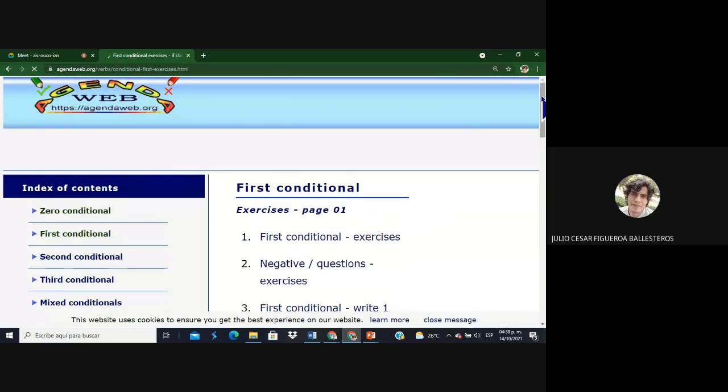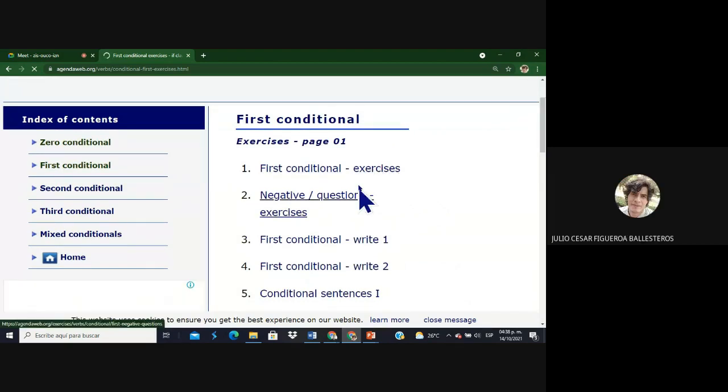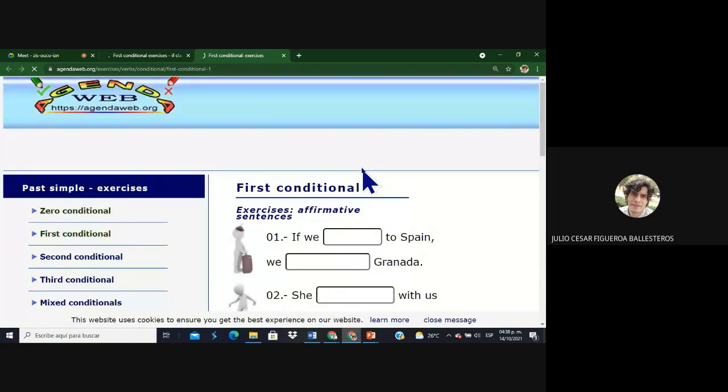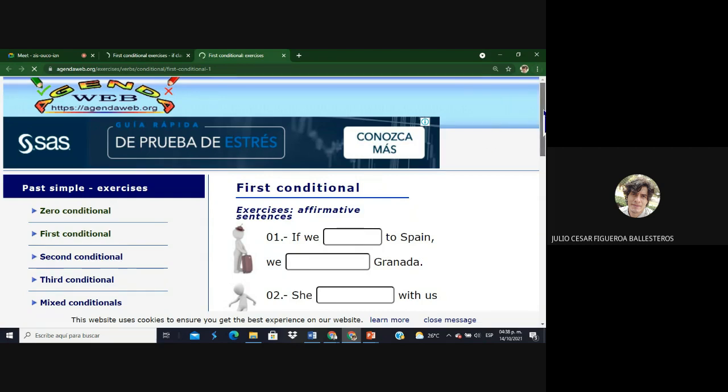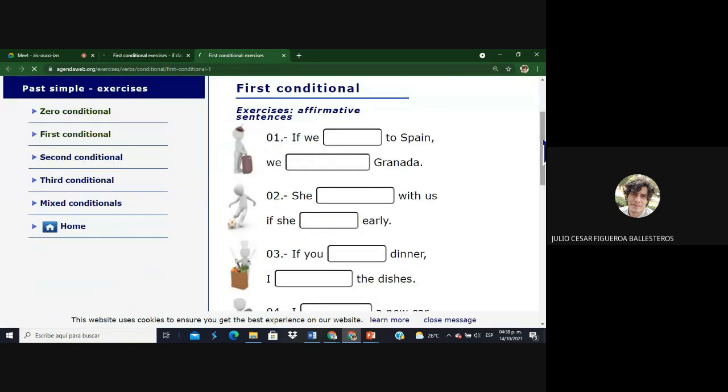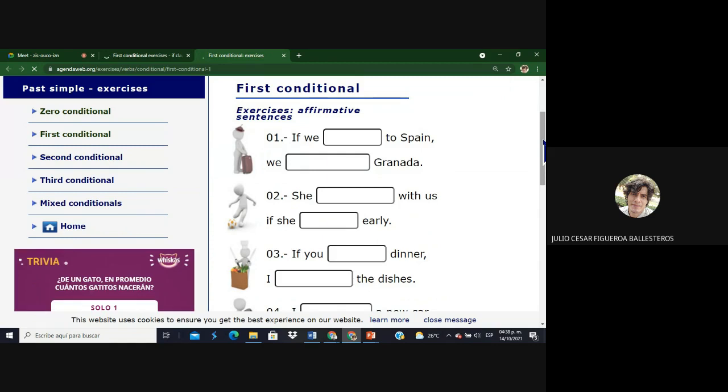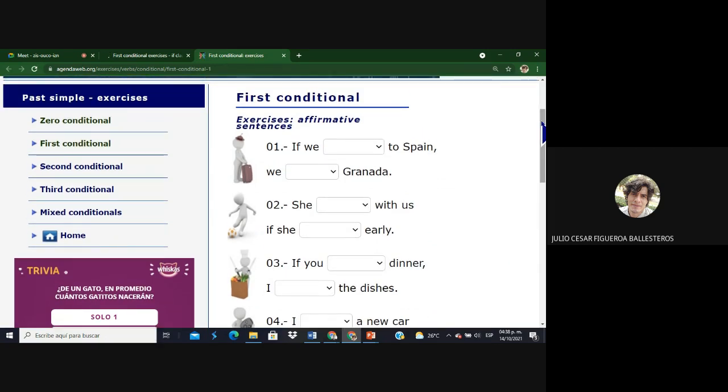Let me see. First conditional exercises, and okay, let's start with one exercise. Let's wait just a moment for the verbs, and we start in a moment. What happened with these verbs? The internet website is a little slow. Okay, perfect. We have here the sentences.